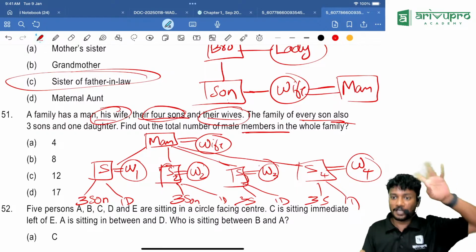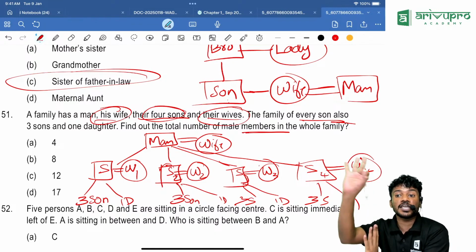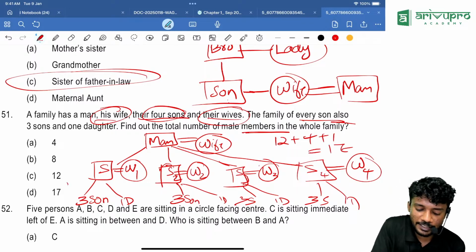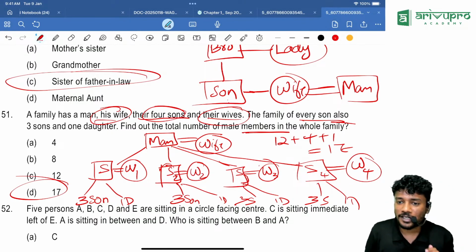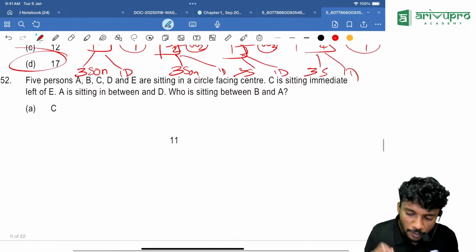Now, the number of male members in the whole family is how much is the question? Man is there. 4 sons are there. That means 5 are there now. Each son is having 3 sons each. That means 12 plus 4 plus 1. How much is the answer? 17. Option D is our answer. I think you understood that. Good question, correct? Now look at this.